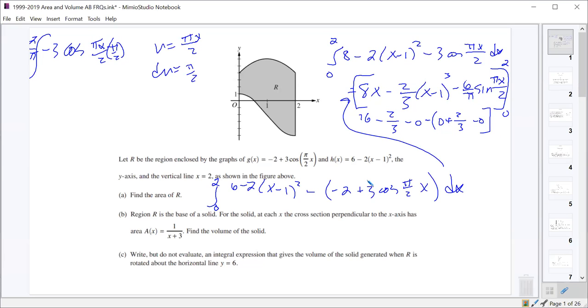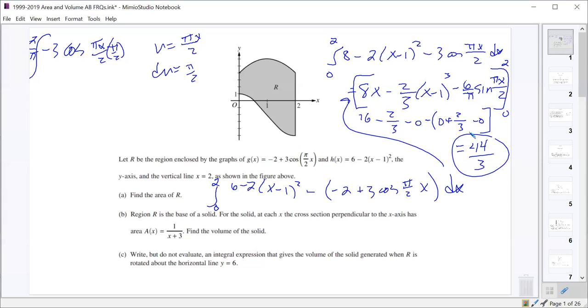So what do we end up with? 16 minus 4/3. What's 16 minus 4/3? 44/3? Yeah. Conceptually okay with that, everyone? Or no? Yeah. All right. Wonderful.